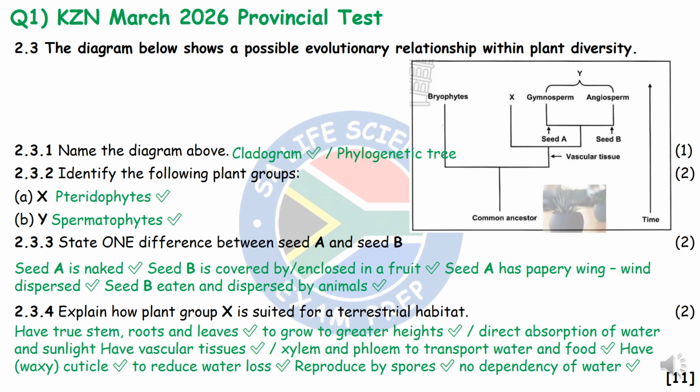So 1 mark for stating each difference. You could also say that seed A has a papery wing and is therefore wind dispersed, and seed B is eaten and dispersed by animals.